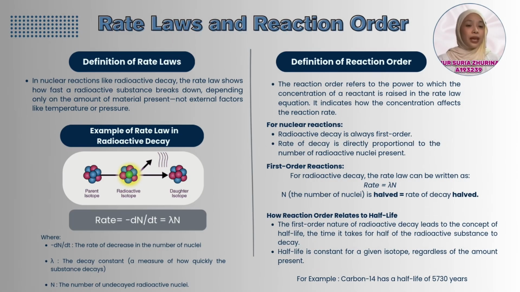Discuss the concept of rate law. In a nuclear reaction like radioactive decay, the rate law shows how fast a radioactive substance breaks down. This depends only on the material's amount, not external factors like temperature or pressure. For radioactive decay, the rate is always first order. This means the rate of decay is directly proportional to the number of undecayed nuclei.